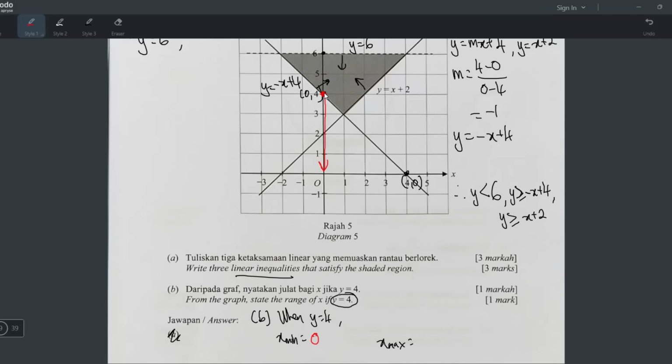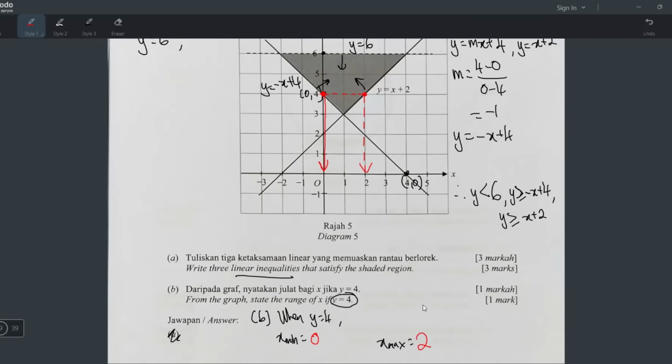To get the x maximum, you have to move to the right until the last contact point with shaded region. So this is the last time, I mean the last contact point with the shaded region. If you keep going, it's already outside the shaded region already. So you have to make sure it's the last contact point with shaded region and then tarik bawah. So the maximum is 2.